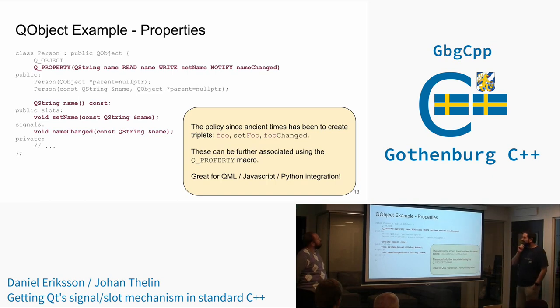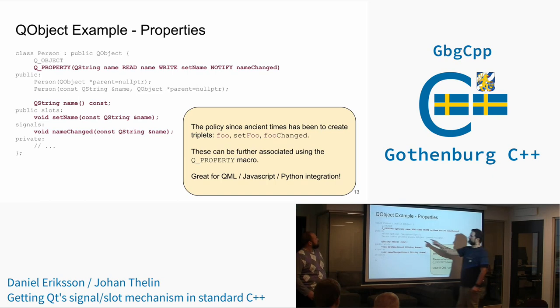Then I decided to put these together into a Q_PROPERTY. And this is not necessary for the signals and slots, but it's kind of convenient. So forever, since like the 90s, you've had these triplets of a getter and a setter and a change signal. And they've had a naming policy around that. And then you start binding Qt to dynamic languages like QML and JavaScript and Python and so on. And then it actually makes sense to say that this is just a property name. It's not a function, it's a property or an attribute of the object. And then you simply tell Qt how it reads and writes and what happens when it changes.